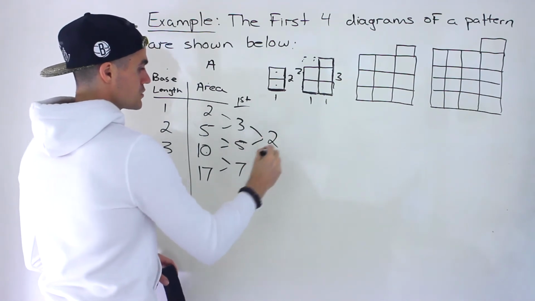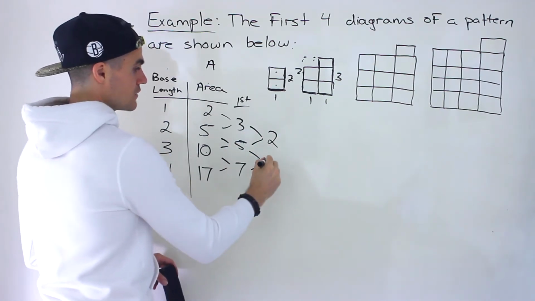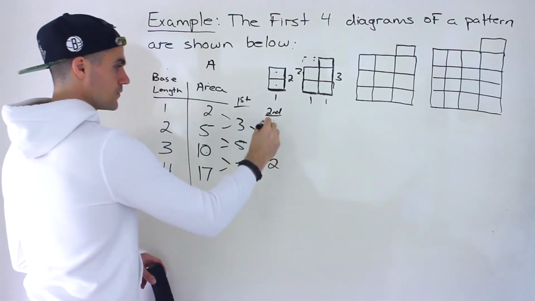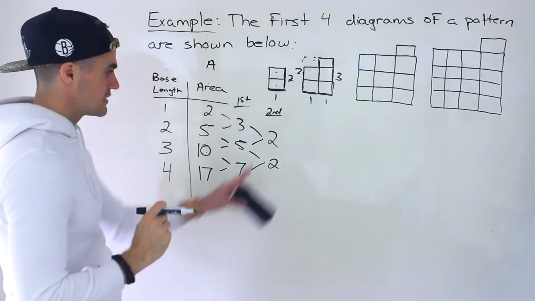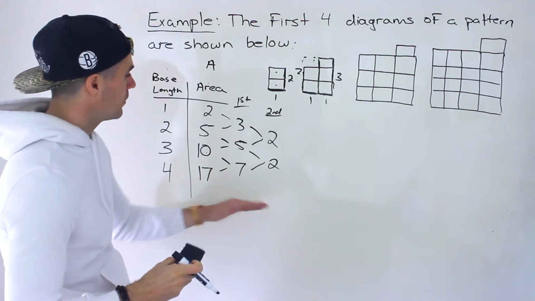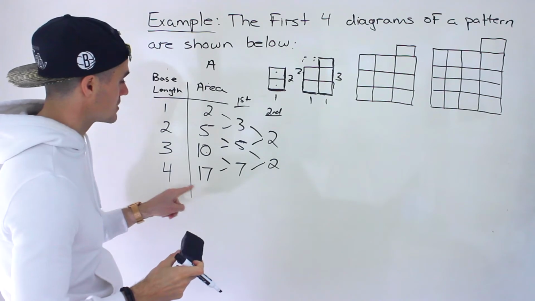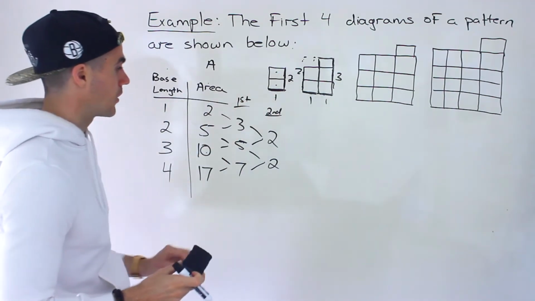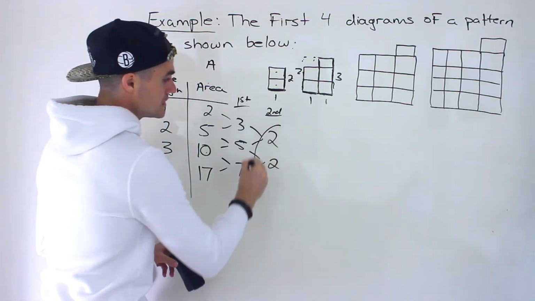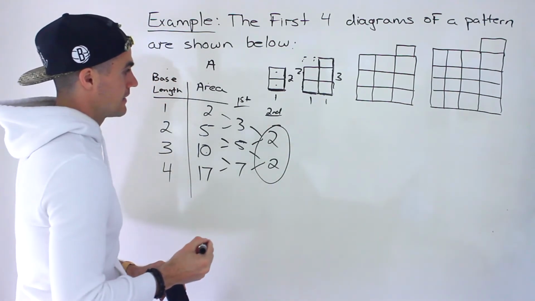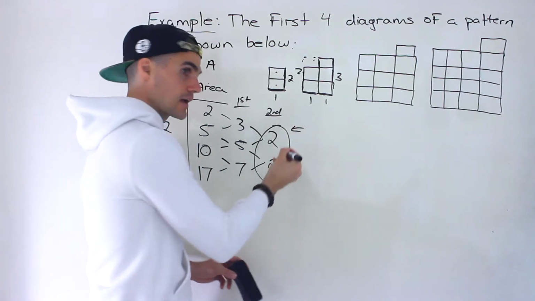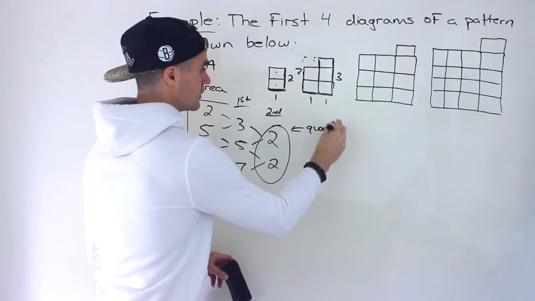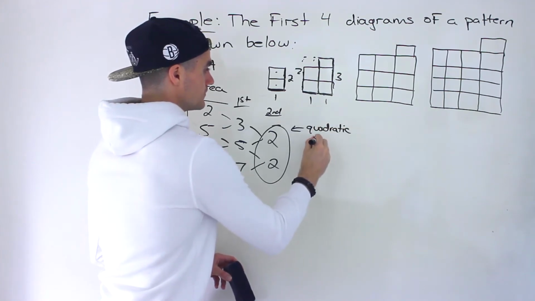5 minus 3 gives us 2. 7 minus 5 gives us 2 as well. So we only have two constant differences here. Usually I recommend having more, but in this case, unfortunately, we can't get more because there are no other points given in the table, no other diagrams. So we have to go with these being constant, and therefore, because the second differences are constant, we are dealing with a quadratic relation.